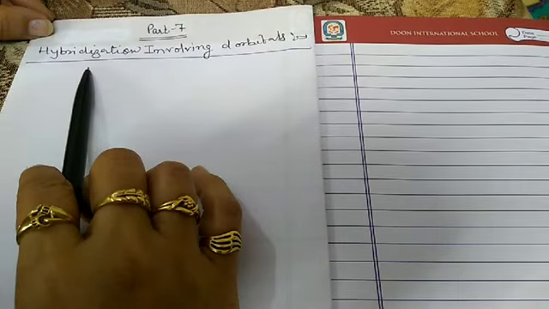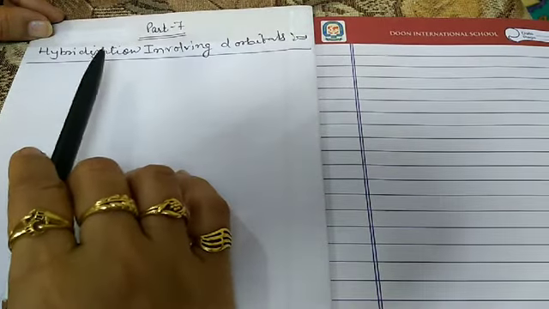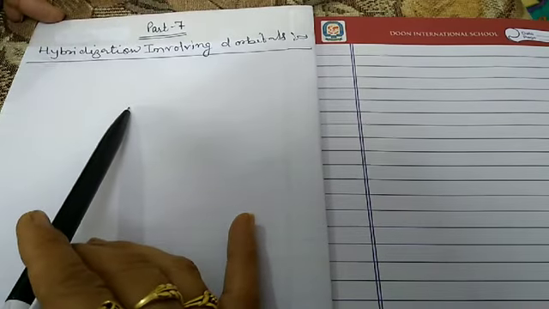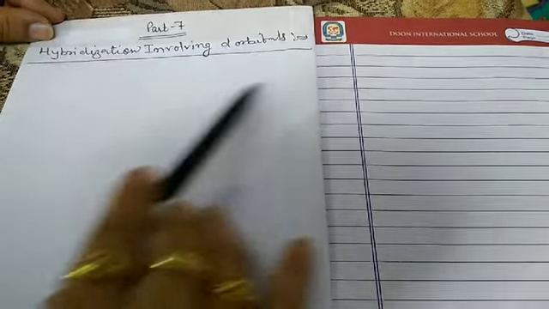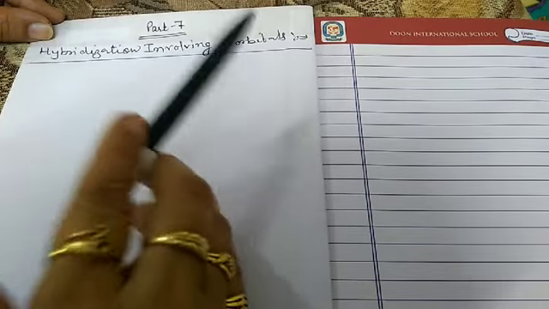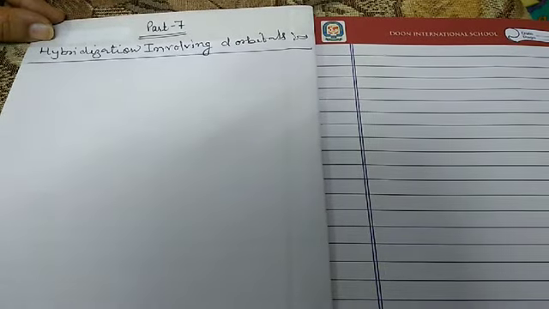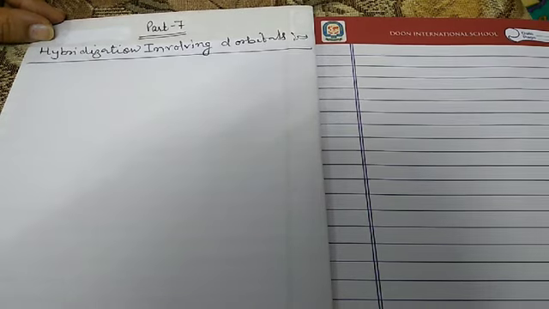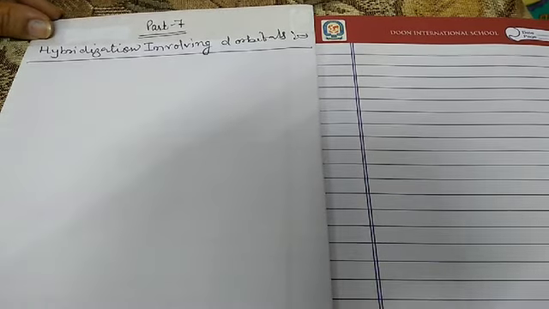Good morning, everyone. Part 7 of the lesson on chemical bonding and molecular structure is hybridization involving d orbitals. Earlier we studied only s and p orbitals. Now we are talking about hybridization in those elements in which we have to consider the d orbital.